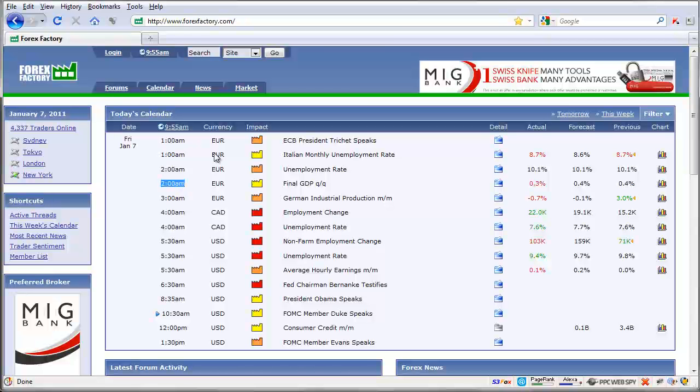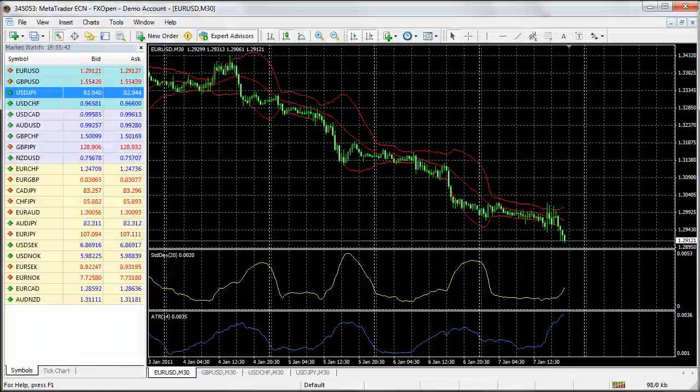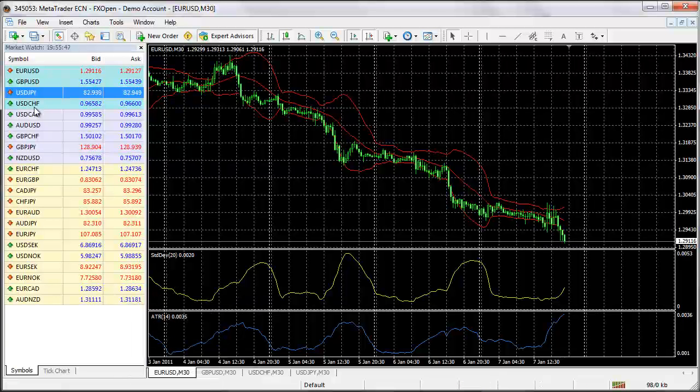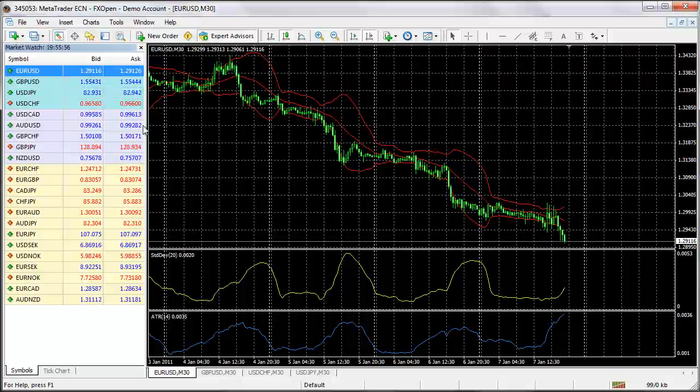Now these are the currency pairs. When we trade Forex, we don't actually trade one currency, we trade 2 currencies. That's why we have EUR, which is the euro, and we have the USD, which is the United States dollar. So if you wanted to go long, you're essentially selling the USD, but buying the euro, and vice versa.